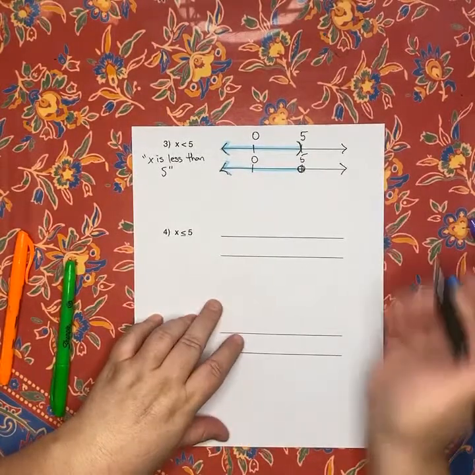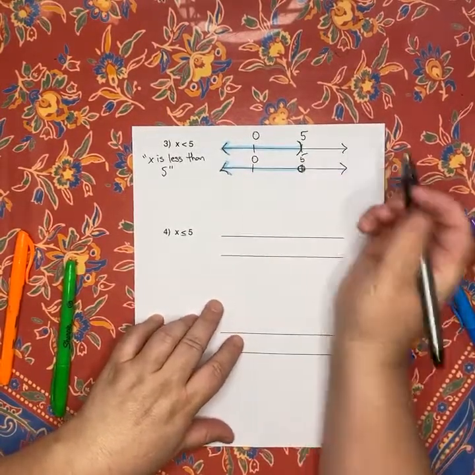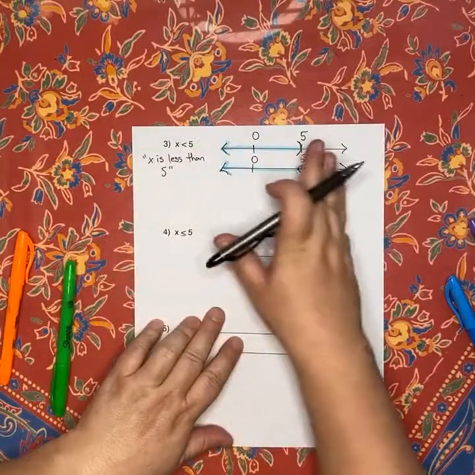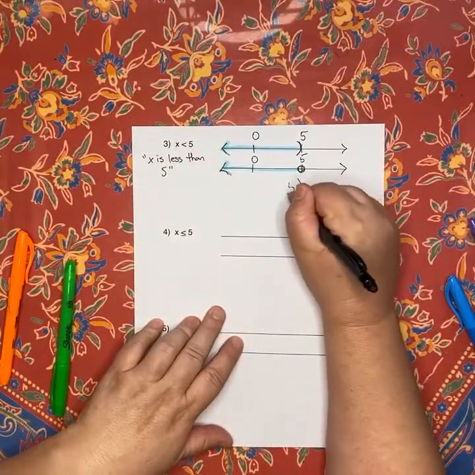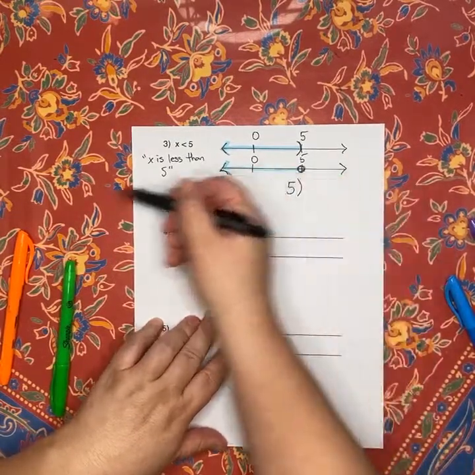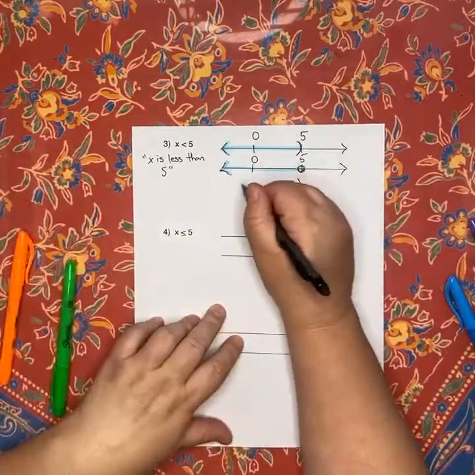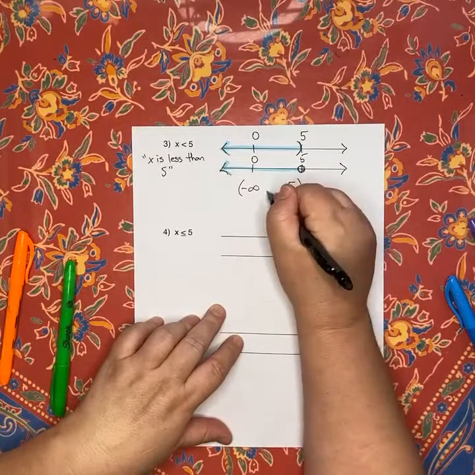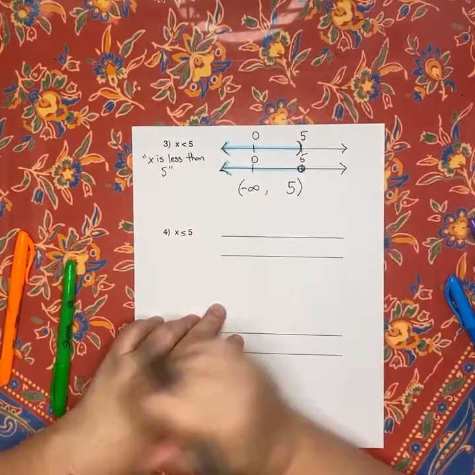Okay, so for our interval, now our interval is interesting because as we read from left to right, we're going to end with 5, not begin with 5. So what are we beginning with? Well, this arrow says we go all the way to the left. So if we go all the way to the left, it's negative infinity. So that's our interval.